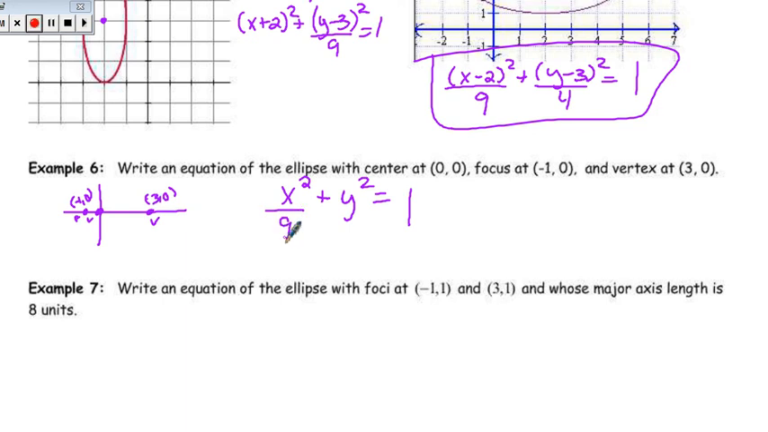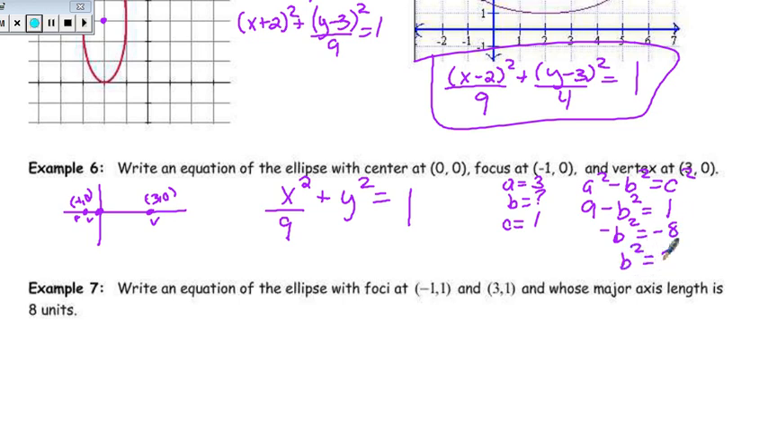All right. What I don't know is the b value. I don't know where that co-vertex is sitting, but I do know a couple of things. I know that my a value is 3. I know that my c value in this case is 1, counting from the center to the focus. What I'm looking for is that b value. So we're going to go back to a squared minus b squared is equal to c squared. A is 3, so squared would be 9. I'm looking for b squared, and that's going to equal c squared, which 1 squared is 1, minus b squared would be minus 8, so I know b squared is equal to 8.